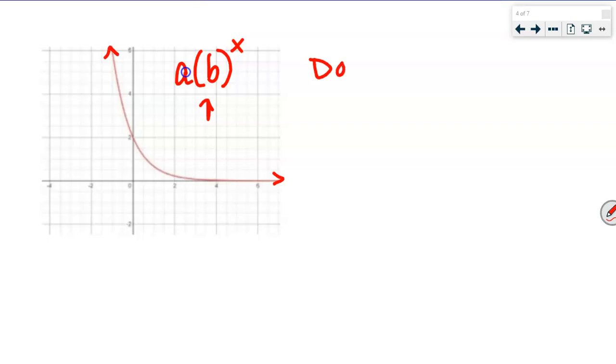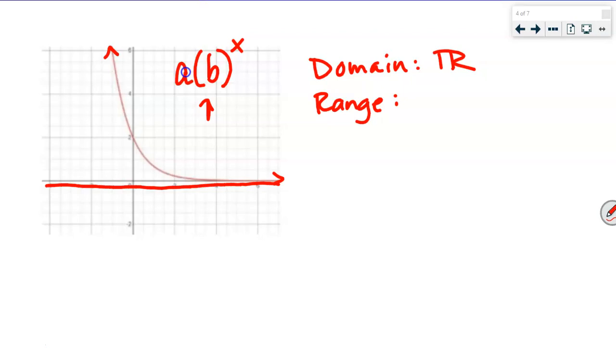So domain, what do you notice about the x values? Any limitations? Nope. So that's all real numbers. And then our range, what do you notice about the y values? You should notice that all of them are above the x-axis, right? So y is going to be greater than 0. And that's always going to be true of growth and decay functions, okay?